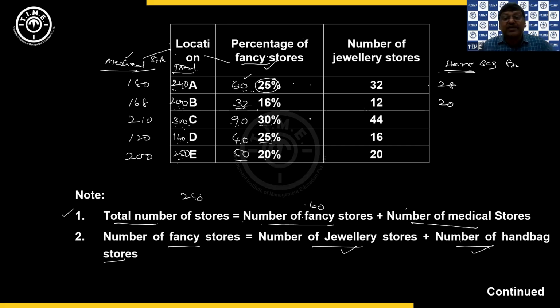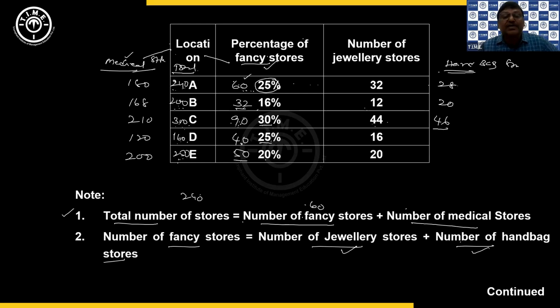Out of 90 fancy stores, 44 are jewelry stores. Please, let me finish, then I'll take your questions. 90 minus 44, 46 are handbag stores.